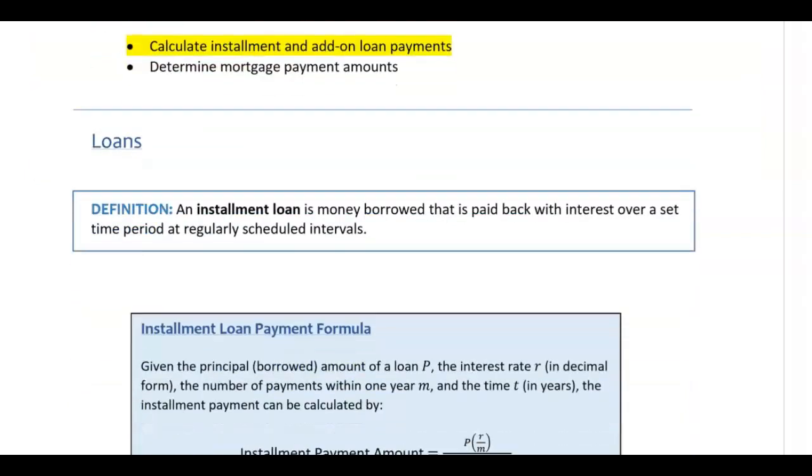Loans. Definition. An installment loan is money borrowed that is paid back with interest over a set time period at regularly scheduled intervals.